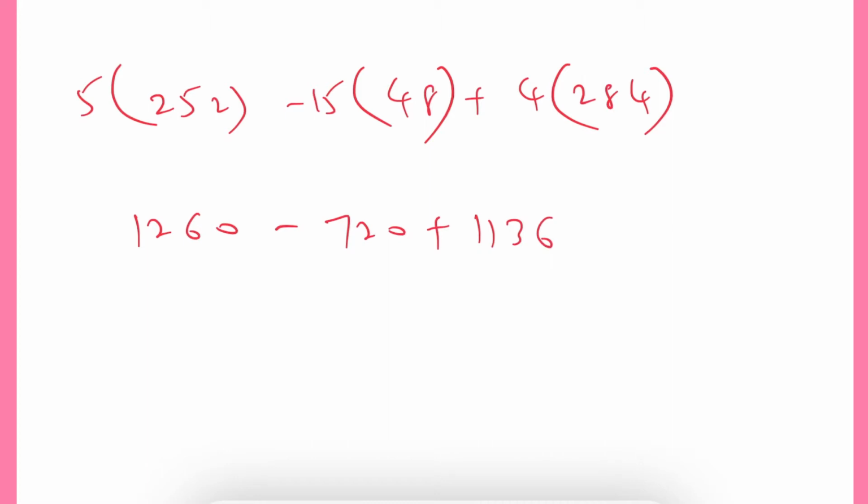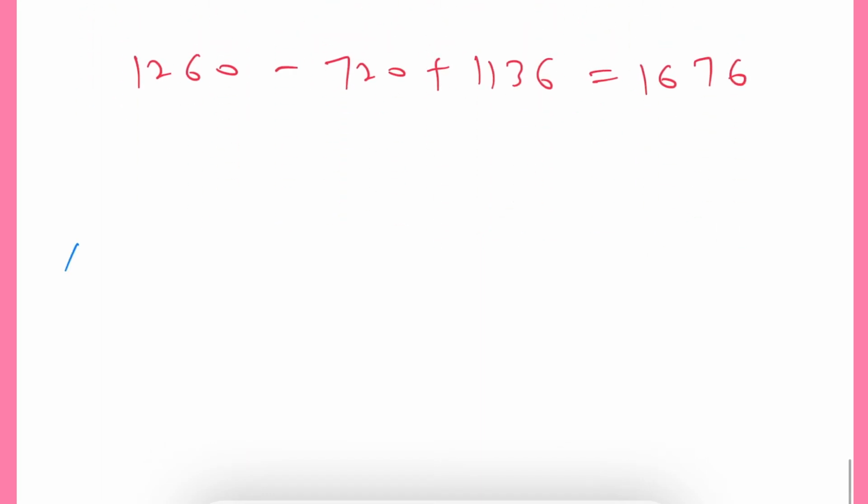Let us simplify this further. 1260 minus 720, 540, plus 1136. It's nothing but 1676. This is the value of delta 2. Okay, now let us move to the delta 3 then.